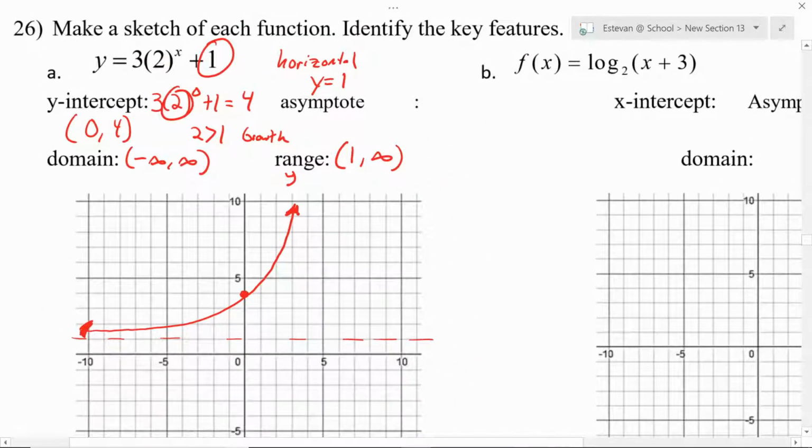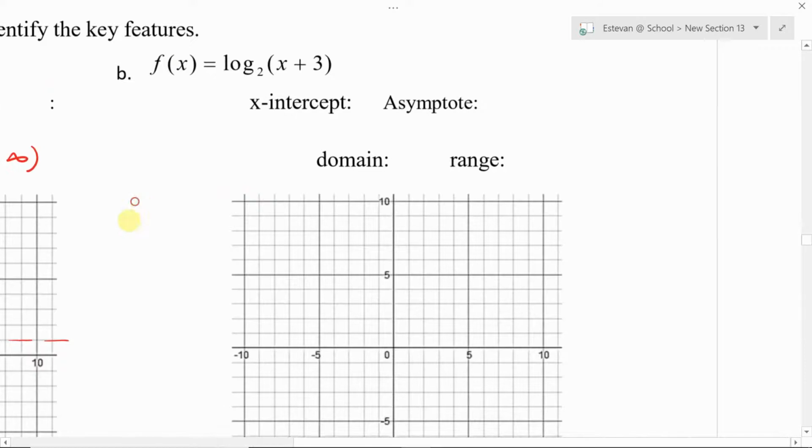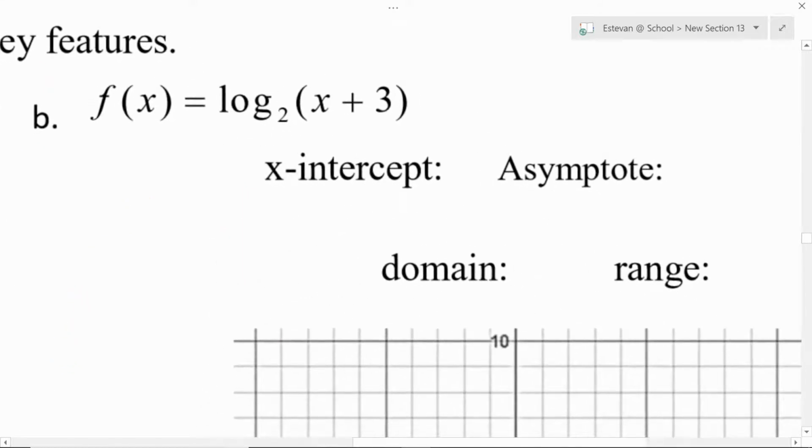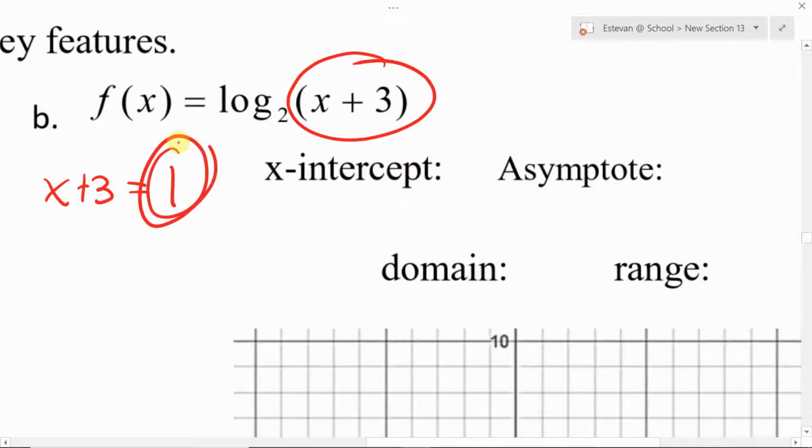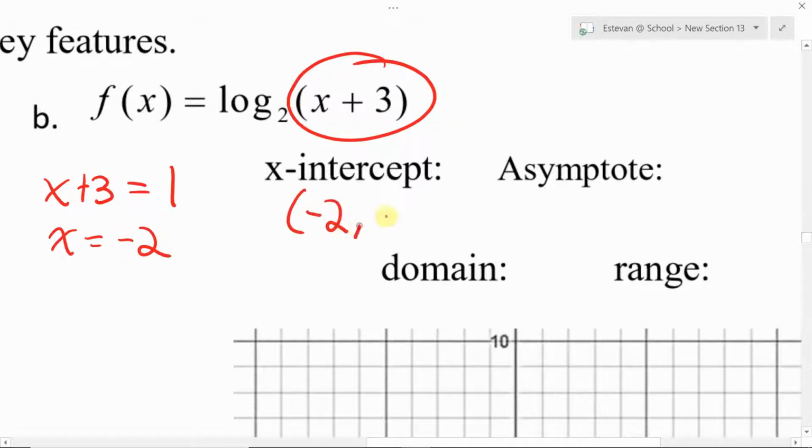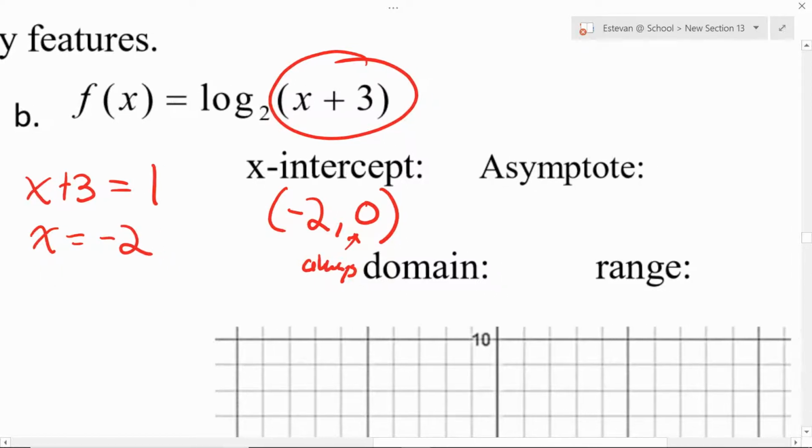Alright, B. This is a logarithmic function. For a logarithmic function, to find the x-intercept, we set the argument, which is x plus 3, equal to 1. Always 1. And we solve for x. So x is equal to negative 2. So the x-intercept is going to be located at negative 2, comma 0. Y will always be 0 if we're looking for the x-intercept.